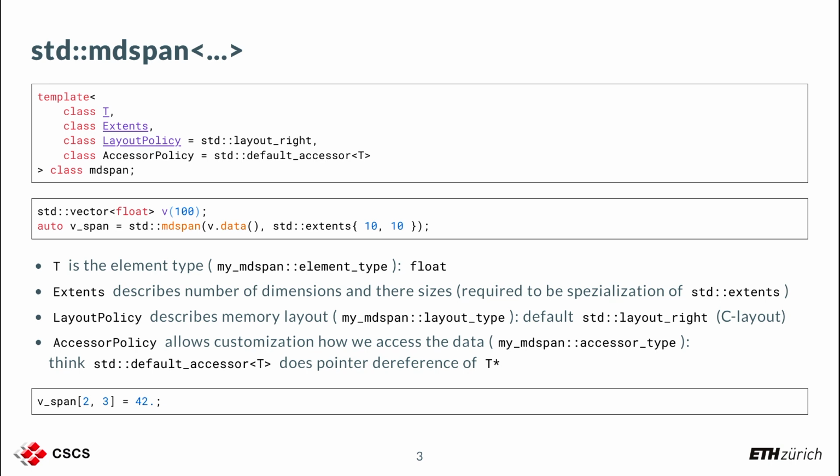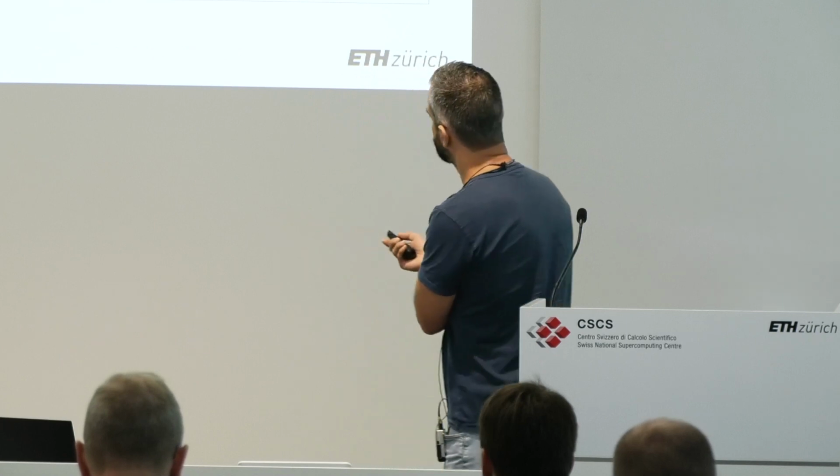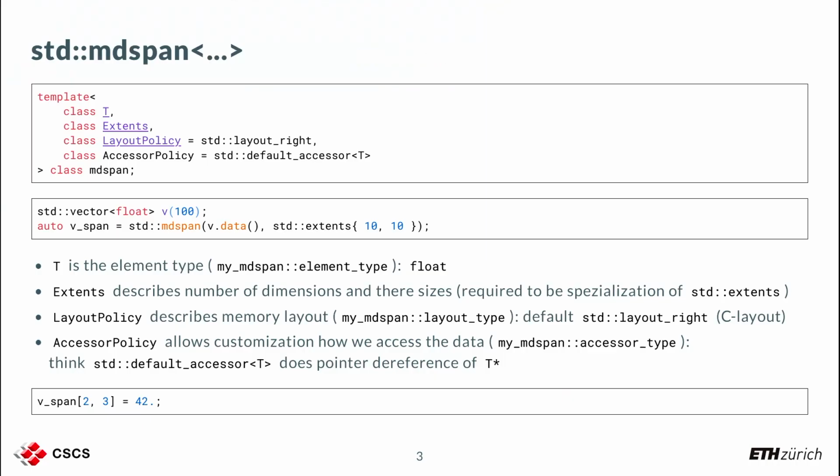I said already in this example, extents, this second thing here, is what describes the number of dimensions and their sizes. Here it's just saying a class extents. It looks like you can pass whatever you want, but the standard says you cannot. You have to pass something that is a specialization of std::extents. So we'll have to look at this in the next slide.